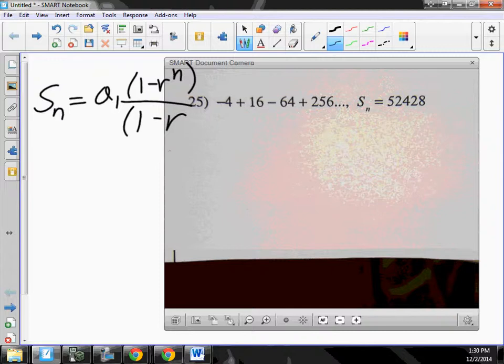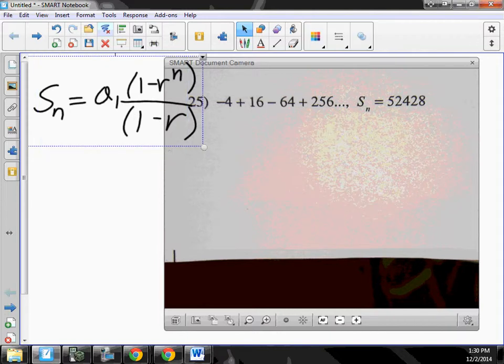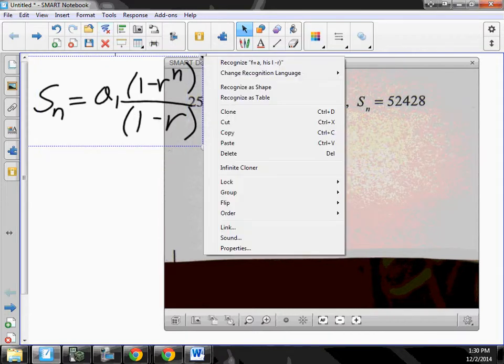We also need to put that in parentheses. So all you need is the first term, the common ratio, and the number of terms. You do not need to know a sub n, the last term. But sometimes they give you the last term and you need to find n anyways. So look at number 1.